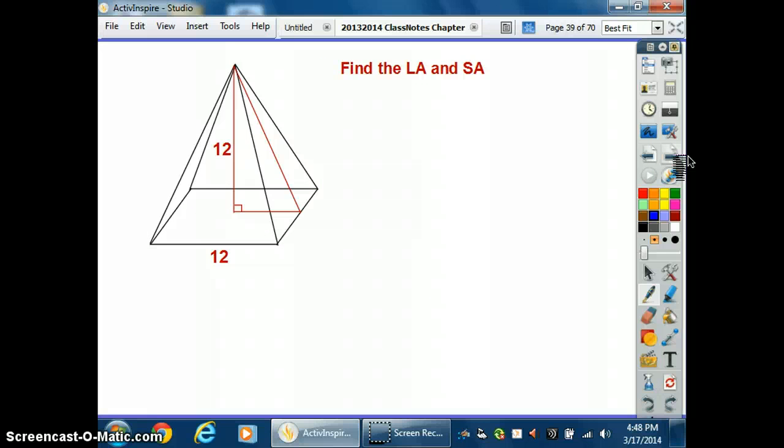Here we have a pyramid. Let's find the lateral area. 1/2 the perimeter times the slant height. Okay, our perimeter, let's say it's a 12 by 12, a square. So it's 1/2, 12 plus 12 plus 12 plus 12, 48. Our lateral area, okay, our slant height, excuse me, slant height here. If this is 12, isn't this 6?